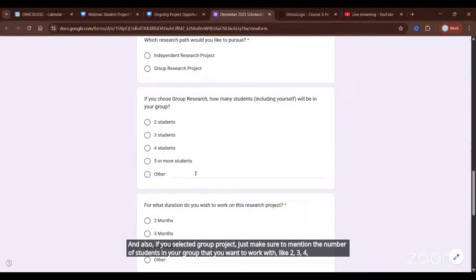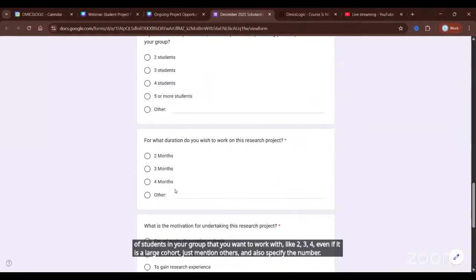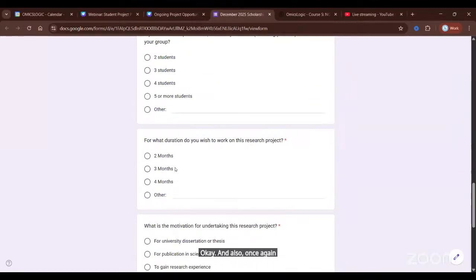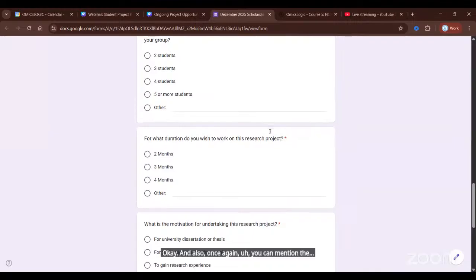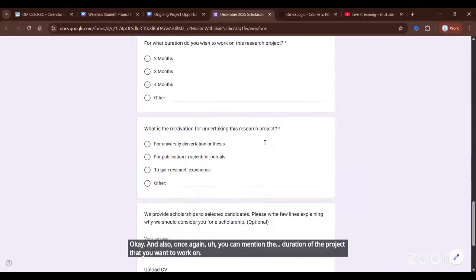Even if it is a large cohort, just mention others and also specify the number. And also, once again, you can mention the duration of the project that you want to work on. And this is another important field.